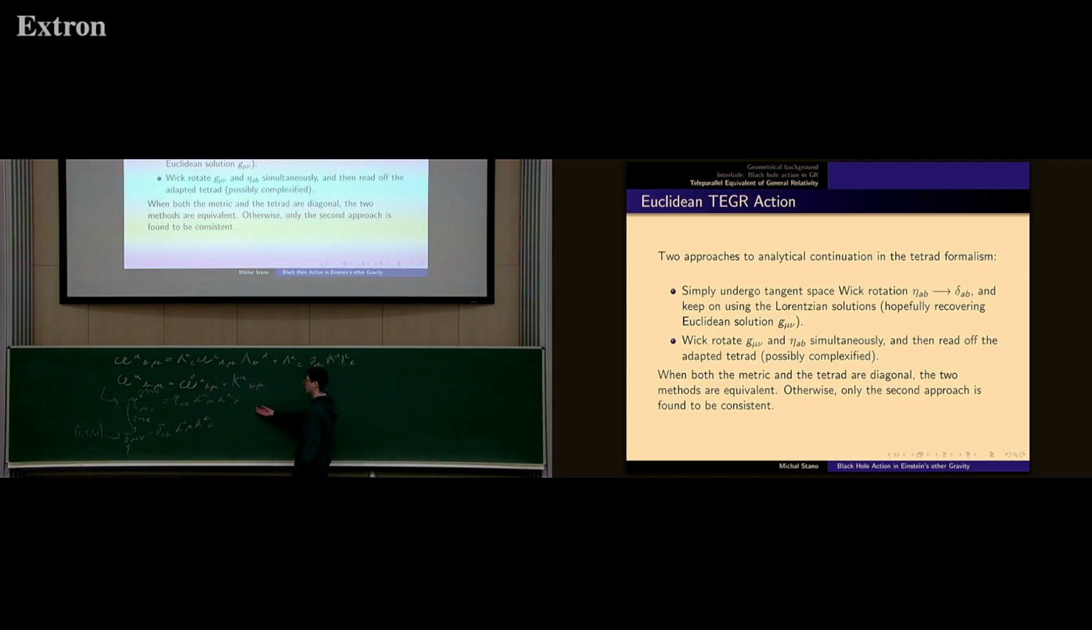Okay, so in the case of flat spacetime, it seems that to undergo a Wick rotation in the case of tetrad formalism, all we need to do is to substitute the tangent space Minkowski metric for the Euclidean counterpart. However, it turns out that this approach is not really consistent because, well, let me just demonstrate this on a particular case, and hopefully we shall see what's so problematic.